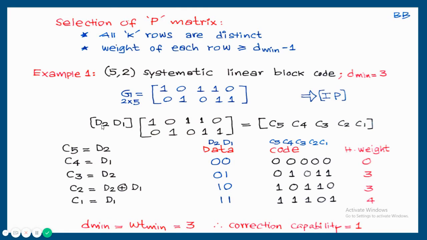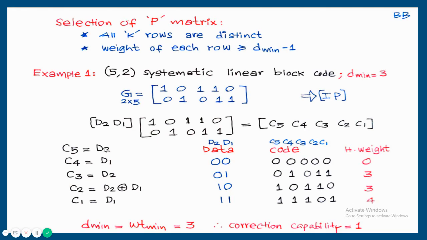Next, C4 is equal to this row multiplied by the second column: D2 into 0 plus D1 into 1. That is only D1. So without any multiplication, these 2 bits can be written, because due to the identity matrix, the leftmost 2 bits are data bits, D2 and D1. The next 3 bits are parity bits, C3, C2, C1.